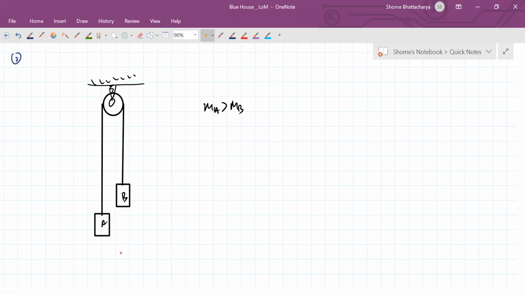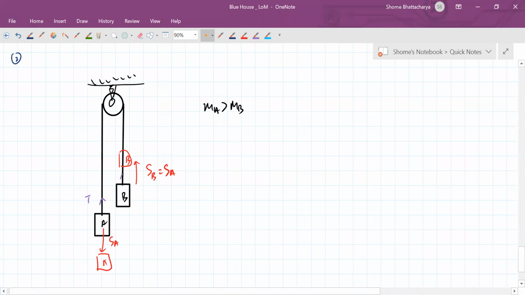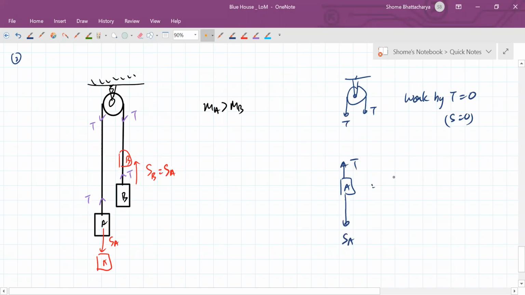So what we'll say is that after some time, the block A displaces downwards and block B displaces upwards. Now you can see that the magnitude of this one's displacement will be equal to the magnitude of this one's displacement. But the tension acting on both of them is of the same magnitude. So you can see that tension is acting at 4 places. But on the pulley, tension is acting at 2 places where the work done is zero because the displacement is zero. But on the block A, the tension is acting like this and the displacement of A is like this. So work done on A is minus T into SA, and the work done on B similarly will be a positive quantity.